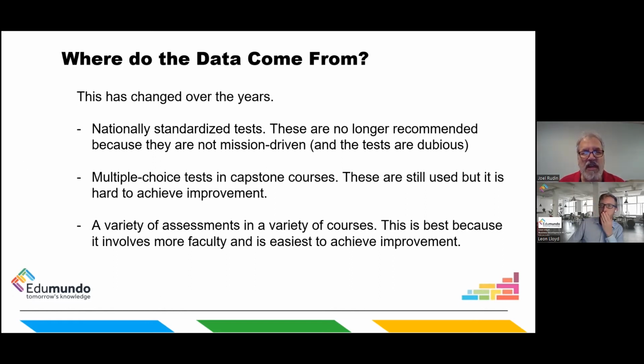AACSB wants to see a harmony between your mission and everything else you do, including your assurance of learning. So if your mission stresses diversity awareness, they want to see something in assurance of learning about diversity awareness. In our case, our mission stresses entrepreneurship, so they want to see something about entrepreneurship. The nationally standardized tests aren't set up to do any of that, so they've really fallen out of favor, which is good because they were very expensive and not very effective.